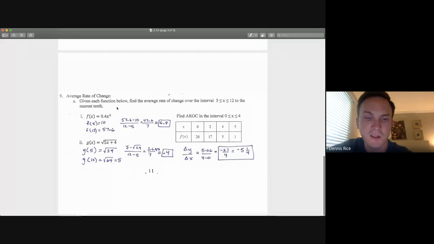And then the AROC questions. AROC, you're doing basically slope. So from 5 to 12, evaluate 5 and 12. The change in x is going to be 7. You need the y values to get the change in y. It's about 6.8 for the square root function: plug in a 5, plug in a 12. The difference there is 2.6, divided by 7 is about 0.4. And the last one, right from the table, find the AROC between 0 and 4. Just use 0, just use 4. The change in x is 4. The change in y is -21. So -5 and 1/4.